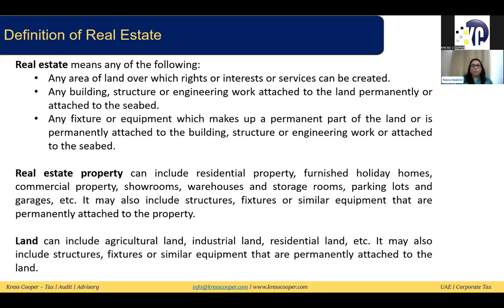Now, real estate property can include residential property, furnished holiday homes, commercial property, showrooms, warehouses, storage rooms, parking lots, and garages. These are some of the examples. They can also include structures, fixtures, or similar equipment that are permanently attached to the property. And land, in the above definition, can mean agricultural land, industrial land, residential land. It may also include structures, fixtures, or similar equipment that are permanently attached to the land.